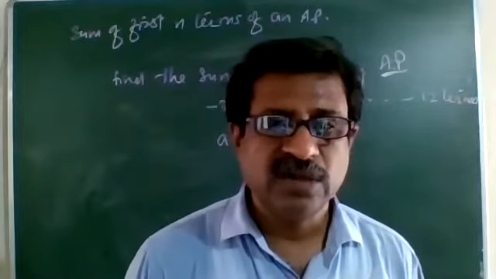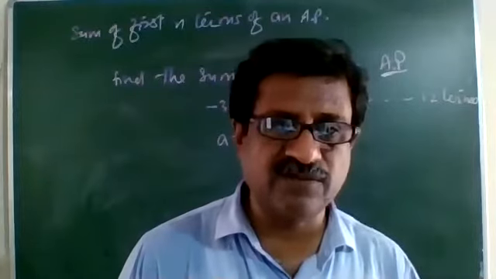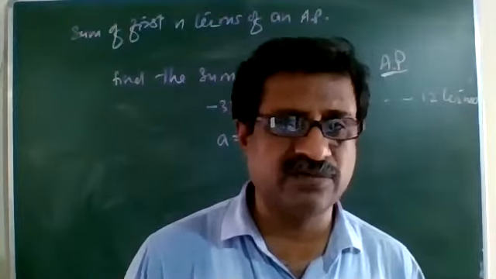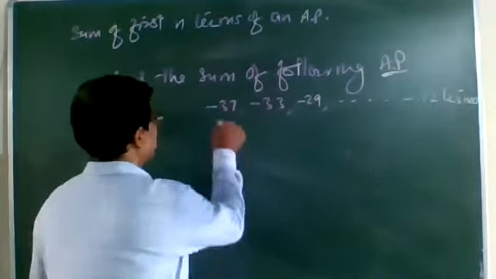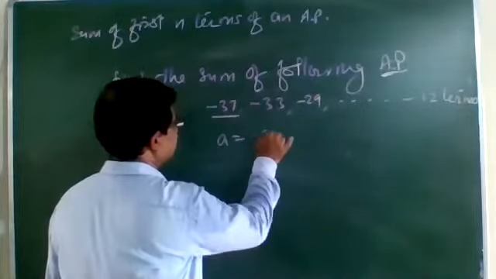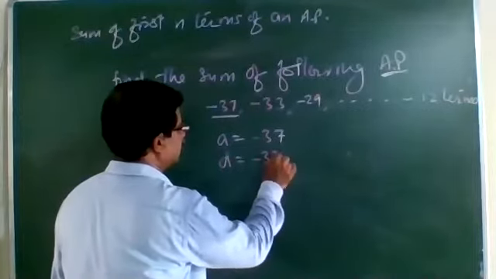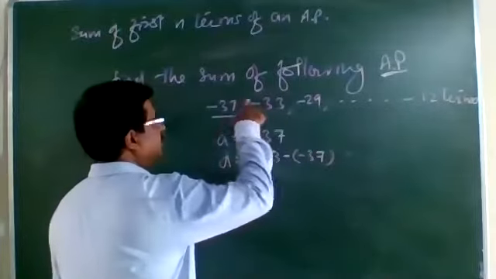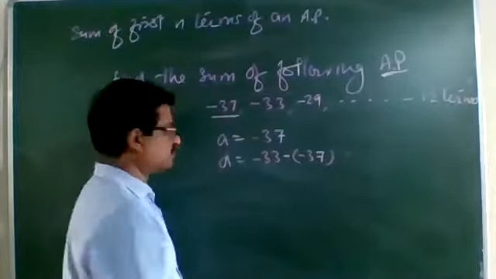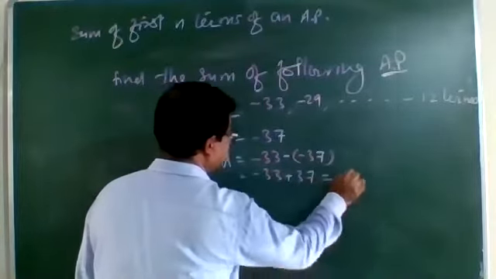Then what do you do? Just find out a, find out d, find out n, and put the values in the formula, get the answer. a, the first term, is minus 37. Common difference d is minus 33 minus minus 37. From the second term, subtract the first term. That is minus 33 plus 37, it becomes 4.